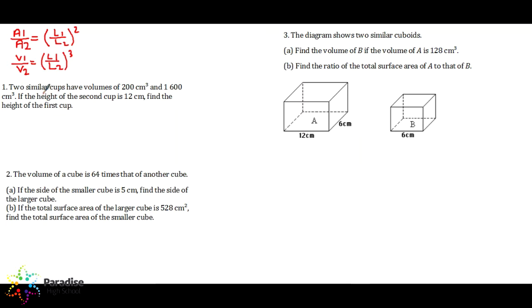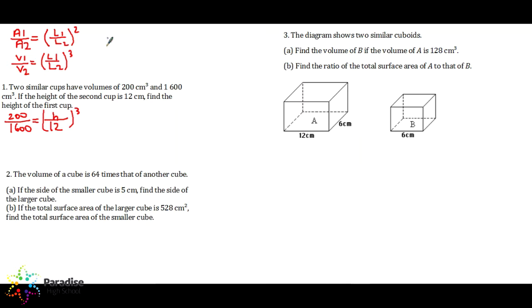So let's have a look at the questions and apply these formulas. There are two similar cups. The first cup has a volume of 200 cubic centimeters and the second cup 1600. So the ratio between them is 200 divided by 1600, volume 1 over volume 2. If the height of the second cup is 12 centimeters, which I will write here in the denominator because we write the volume of the second cup in the denominator, so the corresponding height will be 12 in the denominator, and we don't know the height of the first cup, that will be cubed.